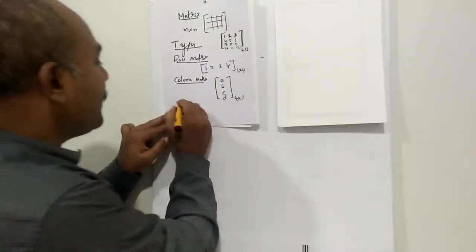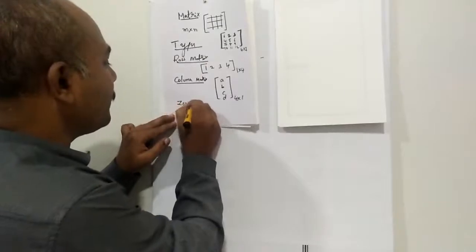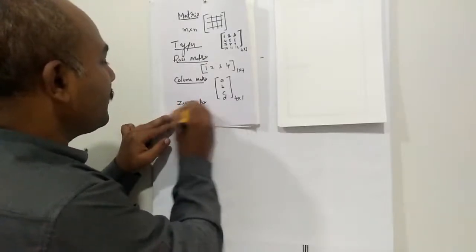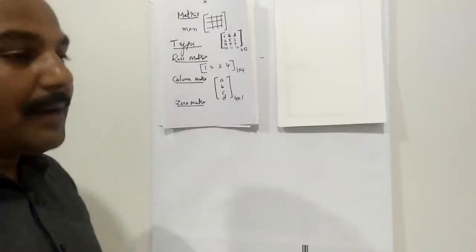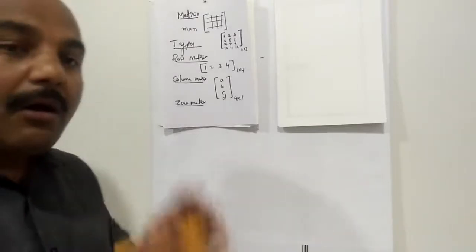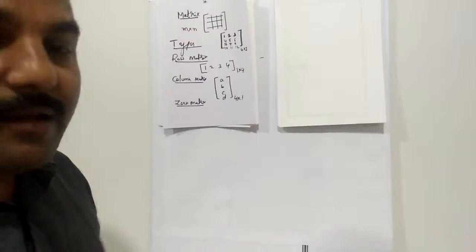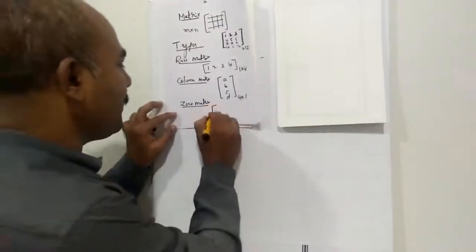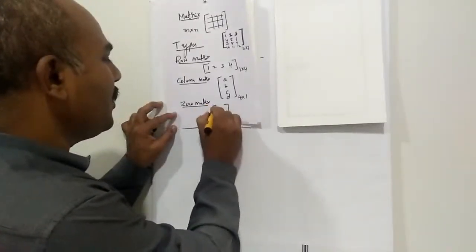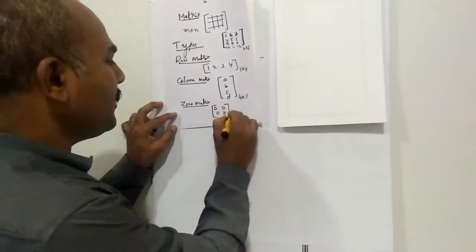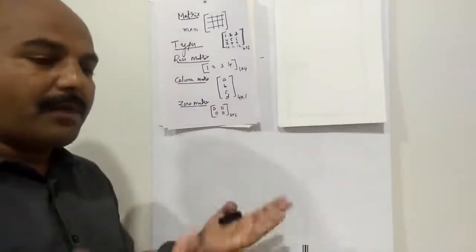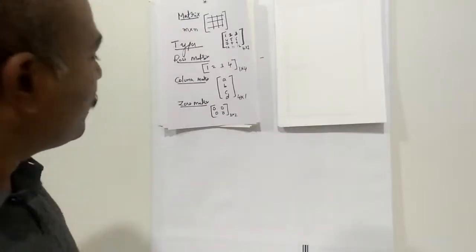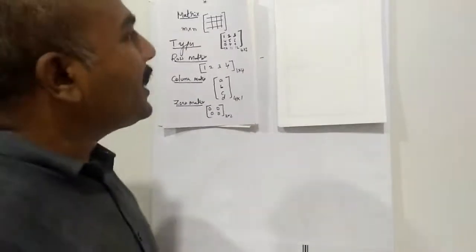Next, null matrix or zero matrix. It may be either a square matrix or any rectangular matrix in which all the elements of the matrix are 0. For example, you can go for the order 2 into 2, where all the elements are 0. Or the number of rows and number of columns may not be equal. Next we will go for the square matrix.